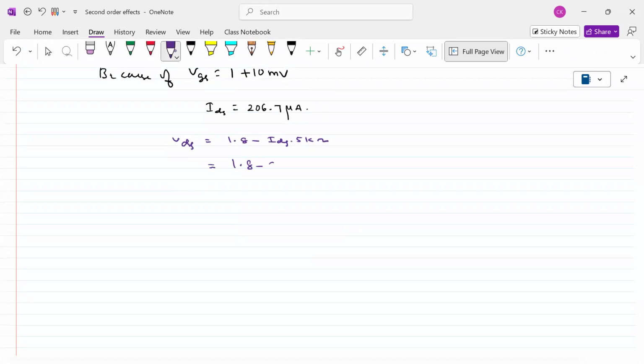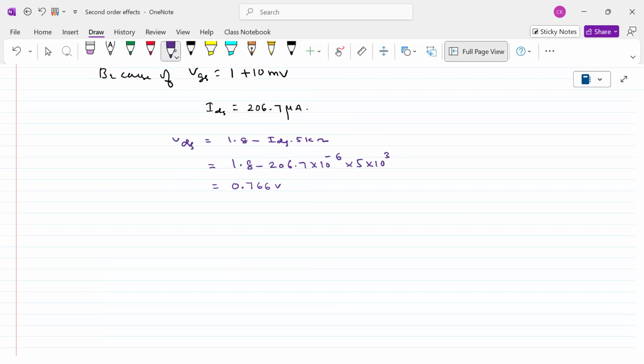Okay. Therefore, what is this value now here? 1.8 minus 206.7 into 10 to the power of minus 6 into 5 into 10 to the power of plus 3. Okay. We'll calculate that one. What is the value that we get? If we do this, this becomes 0.766 volts. Okay.